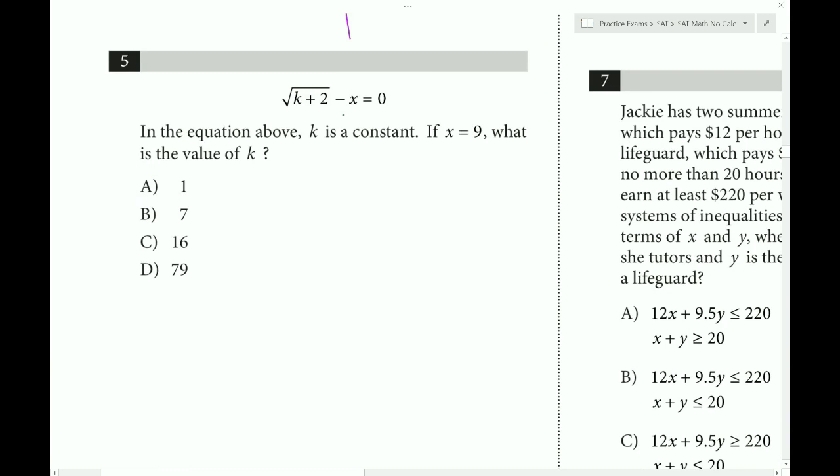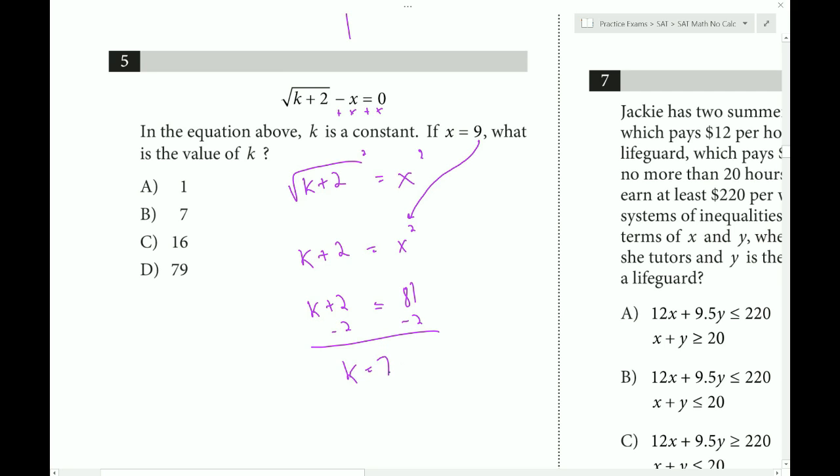All right, so from here we would add x to both sides because we always want to isolate the radical. Then we square both sides. That gets rid of the radical. Now, since x equals 9, we can plug that in here. 9 squared, of course, is 81. And then we can subtract 2 from both sides to get 79 for k.